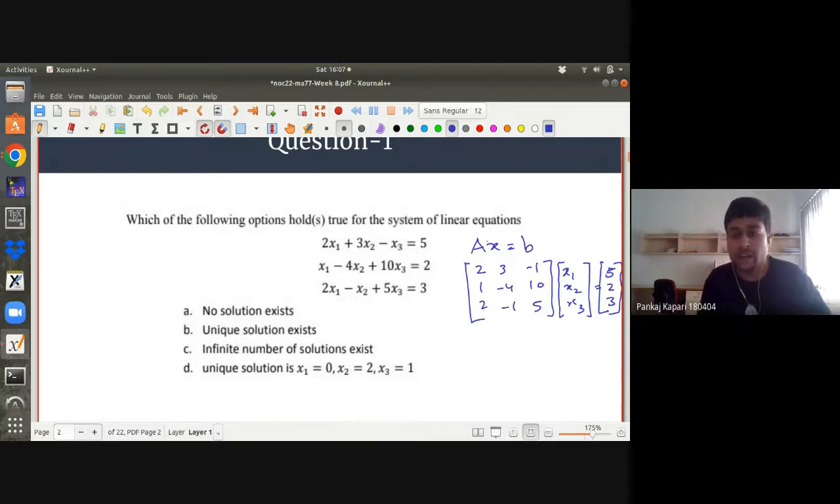So there is one method called the Gauss elimination method, and in this method we take the augmented matrix. With A, side by side we write the vector b also. We apply some elementary row operations and reduce this matrix to a very special form called a row echelon form. Let's see what a row echelon form is by this example.